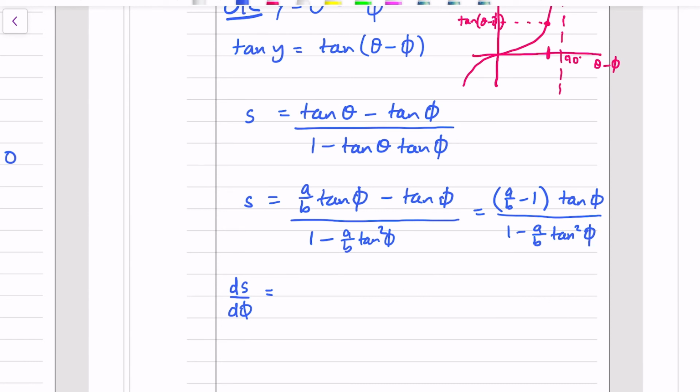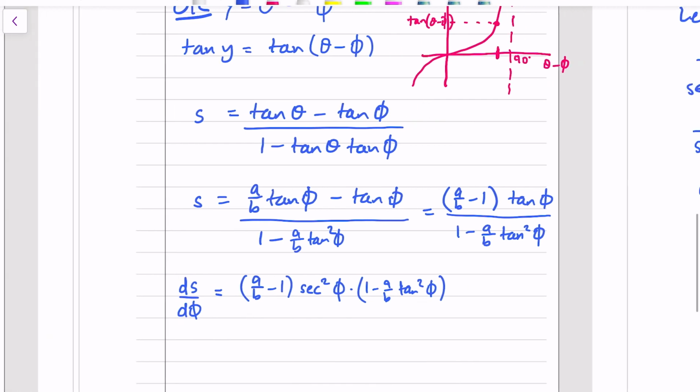Okay, so the derivative of the top is a over b minus 1, sec squared phi. Did I say phi? I meant phi. Times the denominator, minus the derivative of the denominator. The 1 disappears. We've got tan phi all squared, so we bring the 2 down, minus 2a over b tan phi to the power of 1 times the derivative of tan phi times the numerator.